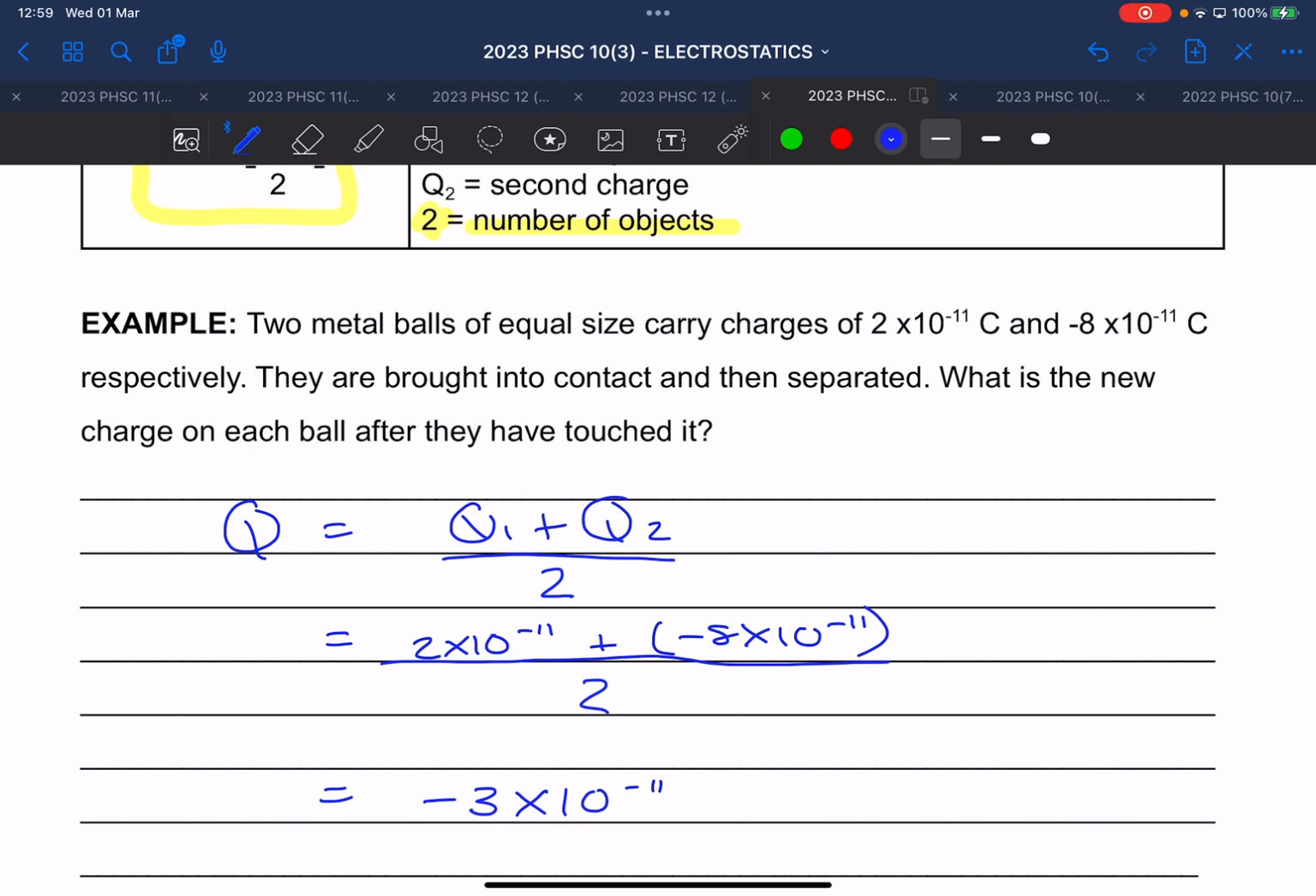Then you're going to say 2, and then there's a times 10 to the power button there at the bottom. Use that. Yes, times 10 to the power of, and then we have negative, you use that negative button there at the top. Negative 11 plus negative 8 times 10 to the power negative 11 over 2.